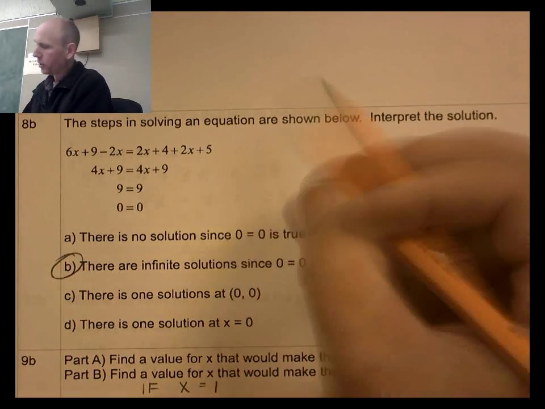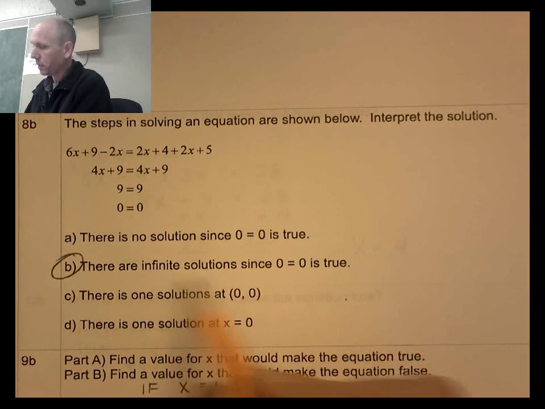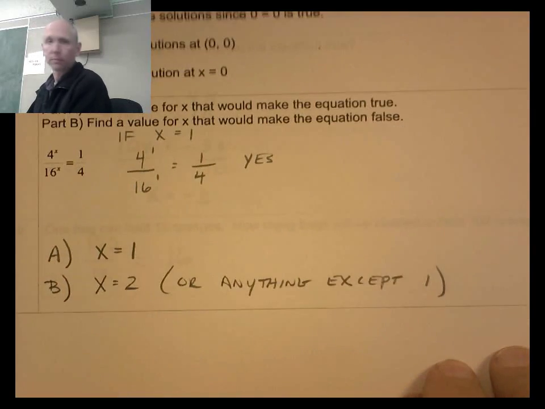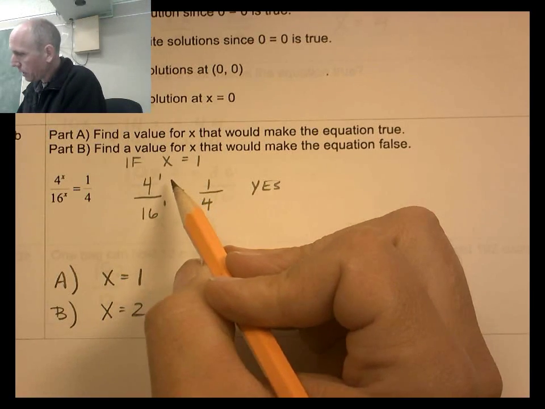Right. So here's the equation. I do the work. I get down to 0 equals 0. What does that mean? 0 equals 0. There are infinite solutions since 0 equals 0 is true.